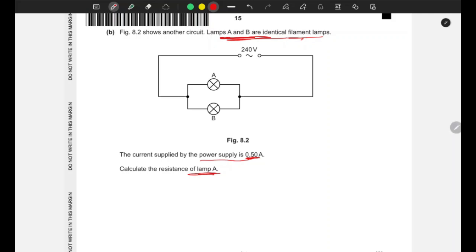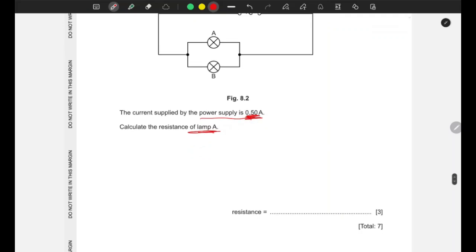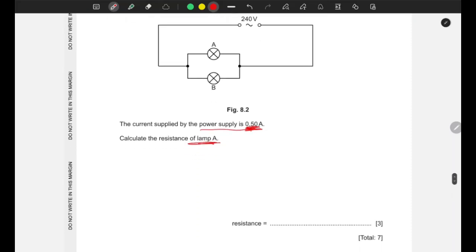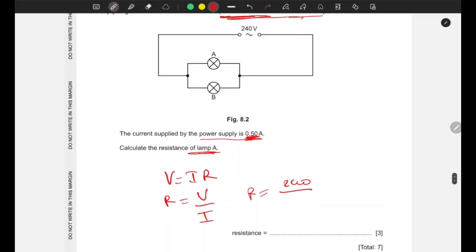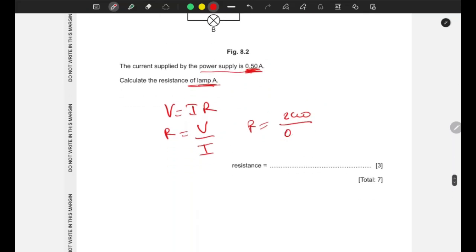So the current is 0.5 amps. Now we just have to find the total resistance. So we know that V equals IR. Rearranging this, R equals V over I. So the total resistance is 240 over, how much is that, 0.5. Now we get 240 over 0.5, that gives us 480. So total resistance is 480.